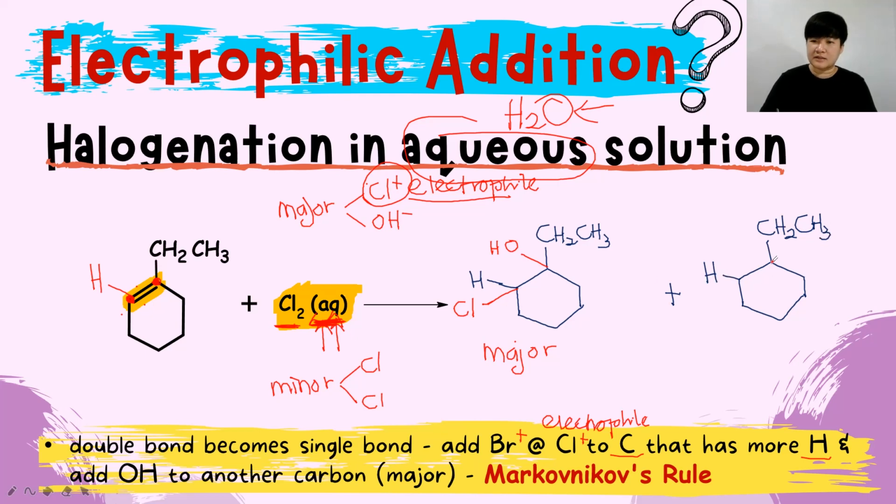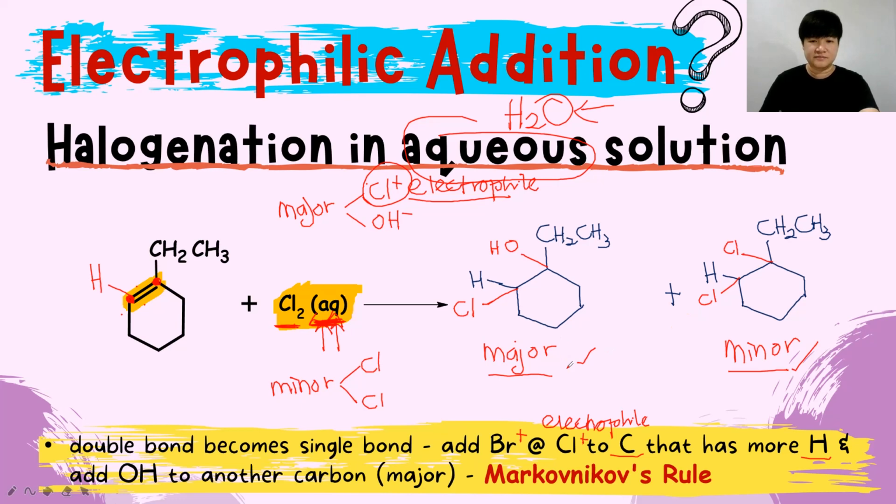Your minor product is a lot easier because you only add in Cl to the carbon that was holding the double bond just now. Make sure you label which one is your major and which one is your minor. Of the 6 electrophilic additions that you are going to learn, you have learned 5 of them, and this 5th one is the only one where you need to label major and minor. When the question asks for halogenation in aqueous solution, you must write both major and minor. You cannot skip any one of them. You must write both and also label which one is major and which one is minor.